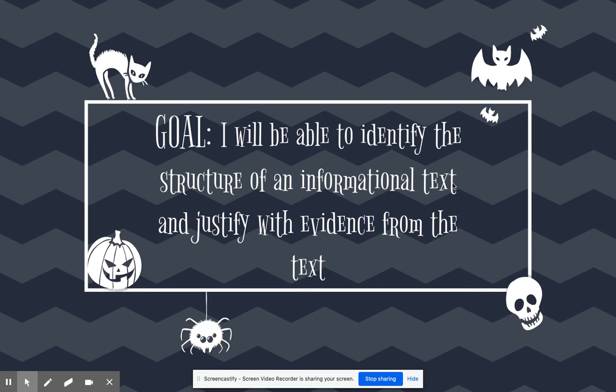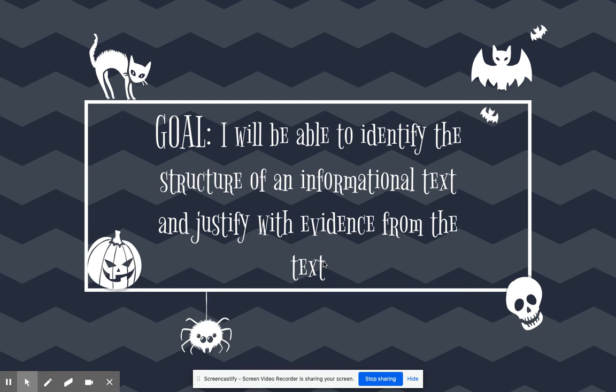Remember, our goal says I will be able to identify the structure of an informational text and justify with evidence from the text. We know that when we identify something, we're able to find it, we know what it looks like. When we're talking about structure of an informational text, we're talking about how the author chooses to organize information, right? How did the author choose to write this passage? We know justify means prove it, and we know that when we say evidence from the text, it has to be word for word.